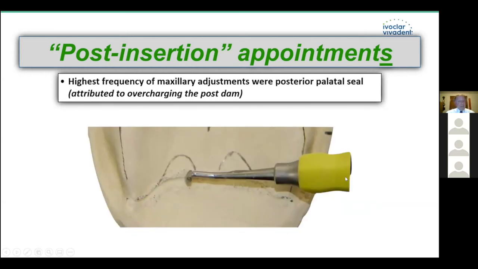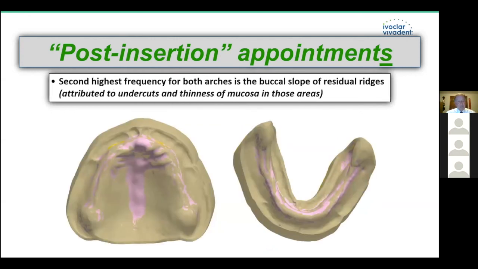Highest frequency of maxillary adjustments were posterior palatal seal. So don't do a posterior palatal seal. You're going to save yourself potential adjustments. The second highest frequencies of both arches were the gentle, softer, thinner tissues around the ridge crests. And as I mentioned, with this relief, I'd love to see you participate in it or discuss it with the laboratory. You will save sore spots, patient discomfort, frustration, post-insertion visits, and so on.